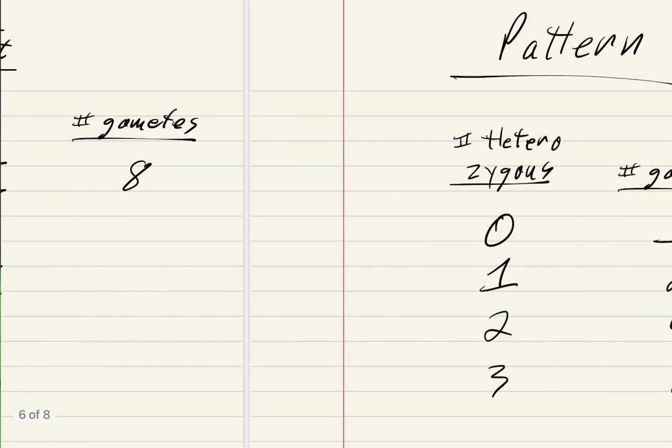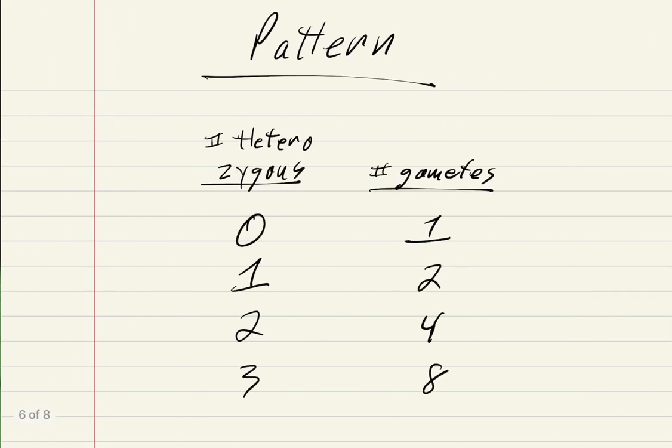So let's look at the pattern that has just emerged. When we had no heterozygous pairs and they were all homozygous, the answer was there's only 1 gamete that can form. When we had 1 heterozygous pair, the answer was 2. When we had 2 heterozygous pairs, the answer was 4. And when we had 3 heterozygous pairs, it jumped up to 8. Right, now this pattern will continue. What you're seeing here is that it starts with 1 and it doubles after that.